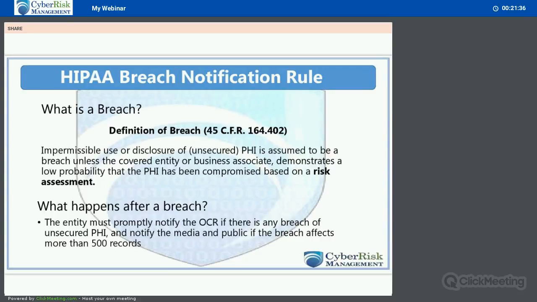So what happens after a breach? Well, the entity must promptly notify the OCR if there's any breach of unsecured PHI. And then if it's over 500 records, they have to notify the media. So then the media can tell its constituents that there was a breach and tell the level of the breach. And that is not a good thing for business.